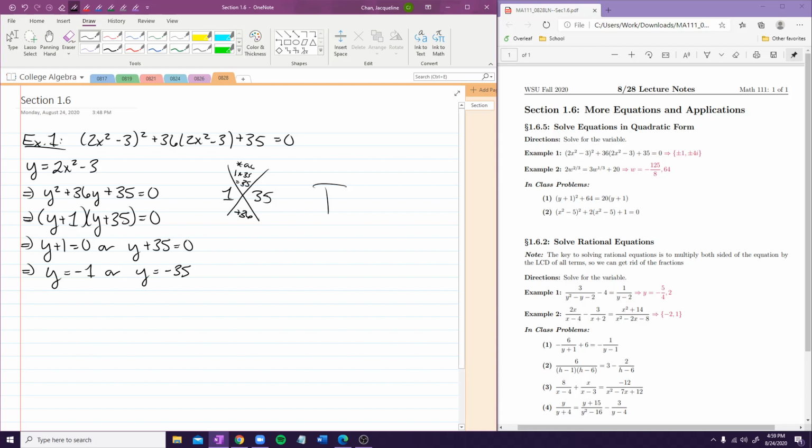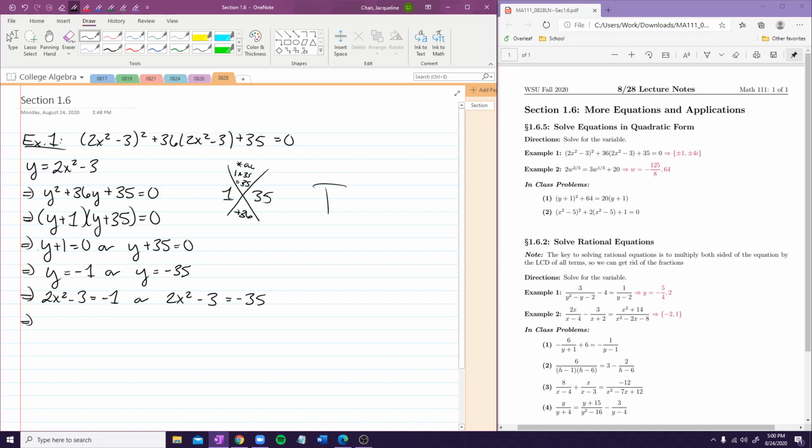However, what is our original variable? Our original variable is x. We solved for y, so we're not done. So what are we going to do now? How are we going to solve for x? Now that we've solved for y, we're going to substitute y back in. So y, we said, was 2x squared minus 3, equal to negative 1, or we have 2x squared minus 3 is equal to negative 35.